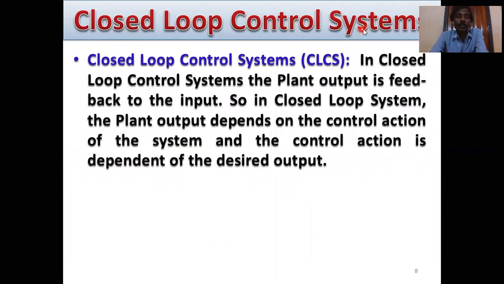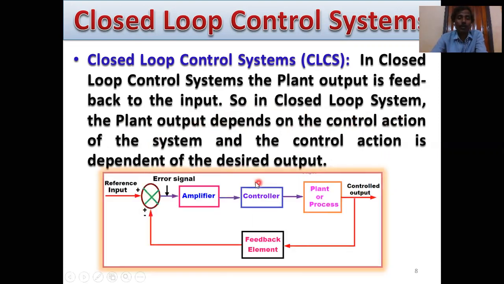Closed loop control systems, another definition. In closed loop control systems, the plant output is fed back to the input. So in closed loop systems, the plant output depends on the control action of the system, and the control action is dependent on the desired output. So this is the closed loop system definition.